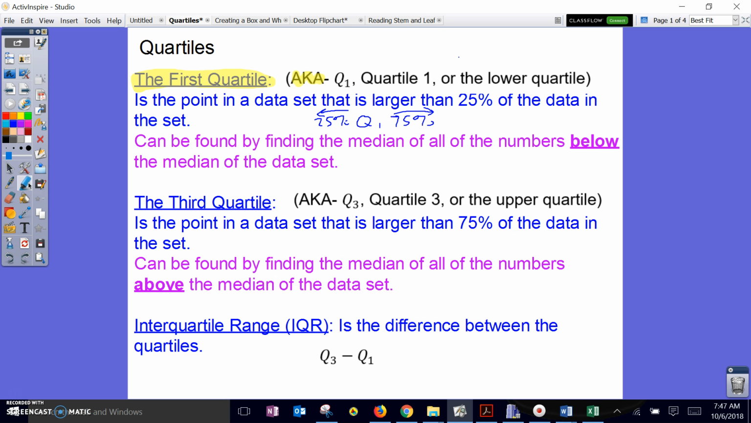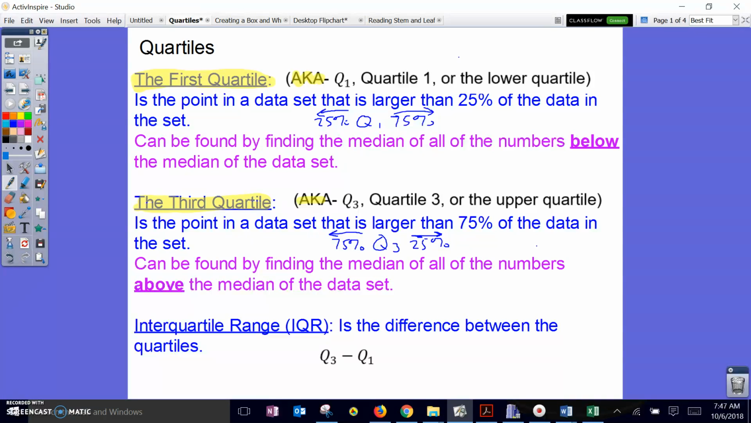Alright, next we've got the third quartile, also known as Q with a subscript 3, Q3, quartile 3, or it's sometimes called the upper quartile. This is a point in a data set that is larger than 75% of the data in the set. So when we have Q3, 75% of the data is down here below Q3, and 25% of the data is here above Q3.